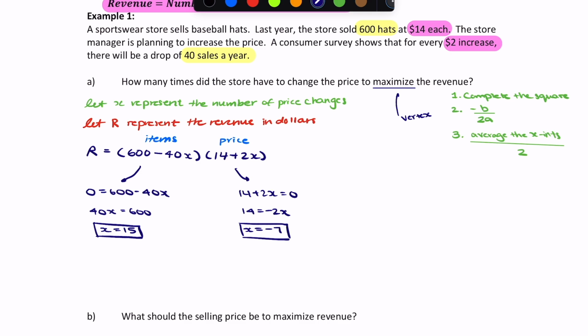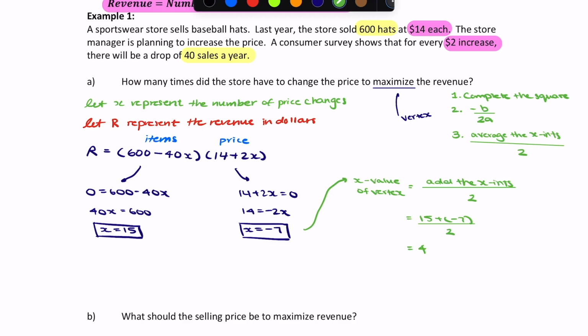So here we'll just add the x-intercepts together and then divide by 2. So here our x value of the vertex is equal to adding the x-intercepts and dividing by 2. So here we have 15 plus negative 7 divided by 2. And so here, the x value of the vertex is equal to 4.